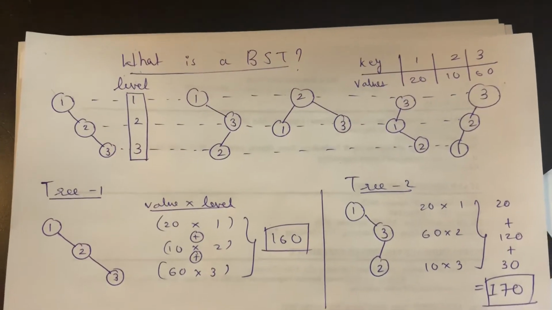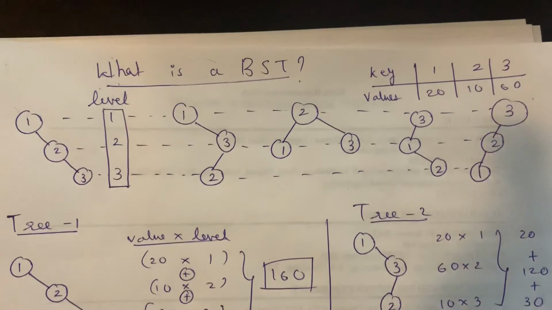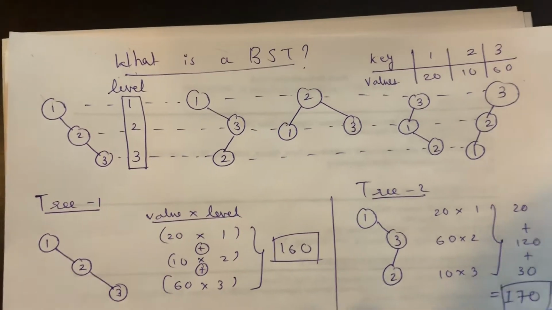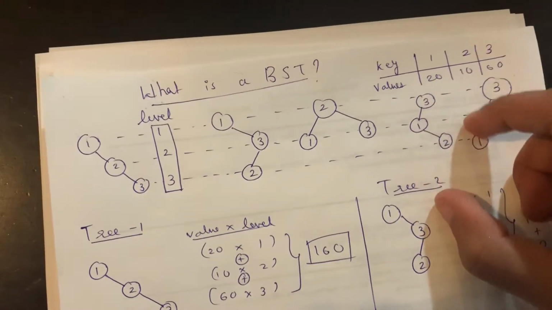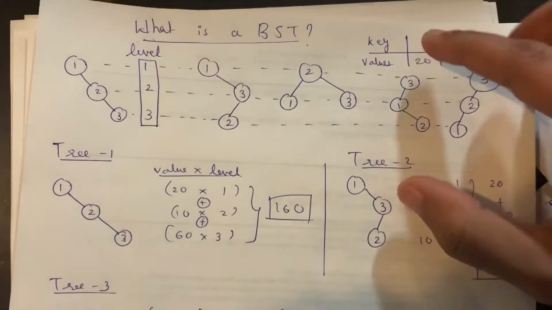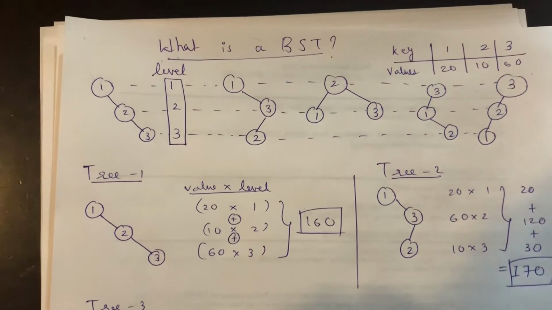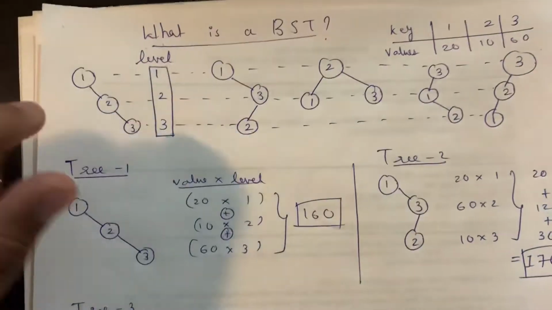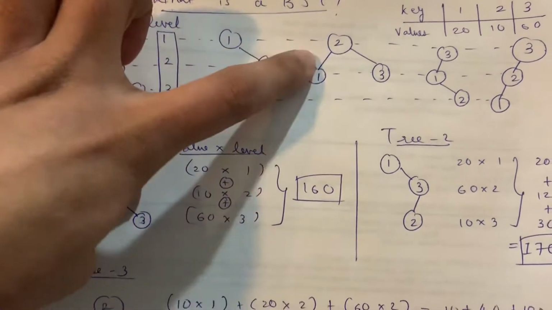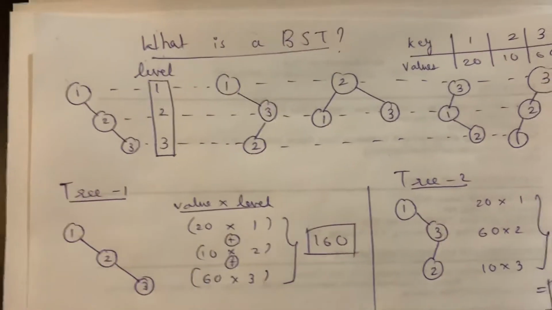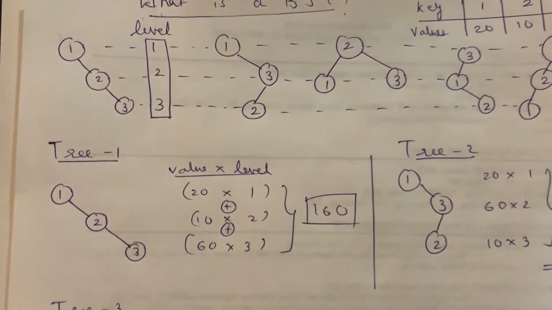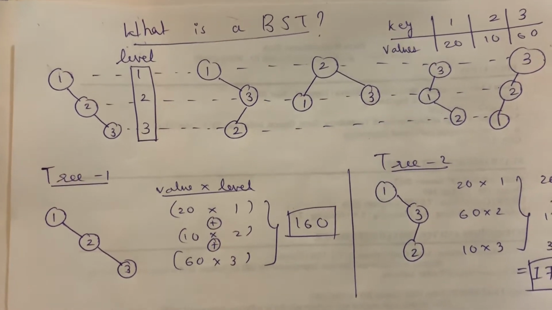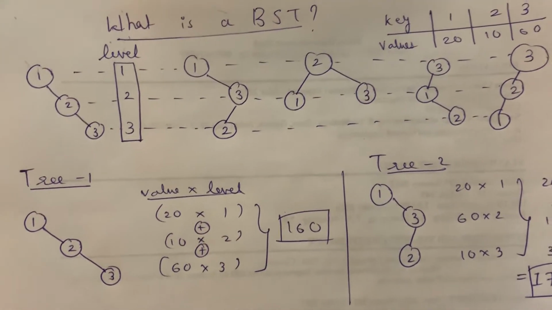Alright, so what is a BST? Let's assume you've been given these keys 1, 2, 3 and some values attached to those keys. Now let's say I take any one of the keys as a root node, and by root node I mean the first node. In each tree you can see the first node, that is the root node. And there are some constraints to how a binary search tree is organized for it to be called a binary search tree.